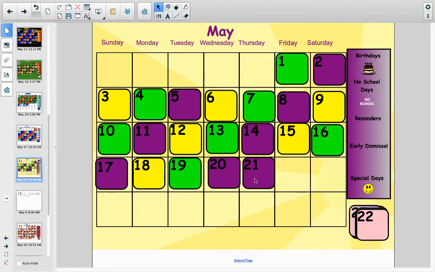All right, it shouldn't be two purples in a row. So we gotta go green, purple, yellow. Green, purple, yellow.